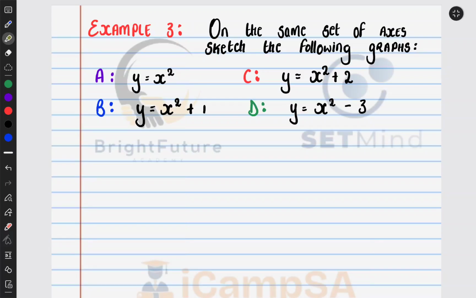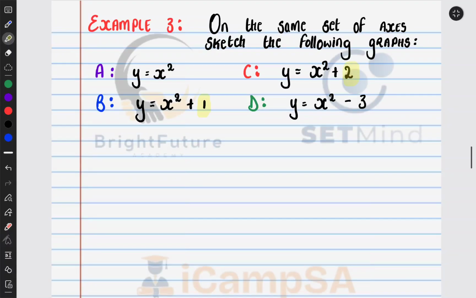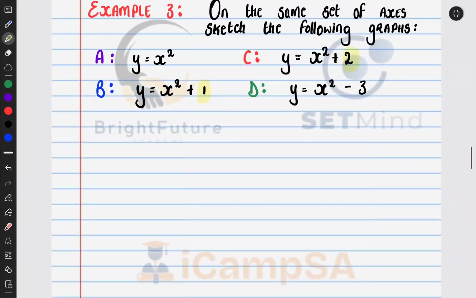And then for function b, they've added 1 now, so y is equal to x squared plus 1, so the value of q is 1. And then for c we have y is equal to x squared plus 2, so the value of q is 2. So we said by changing the value of q, you are shifting the function up or down. Let's see how this shifts by sketching these functions.